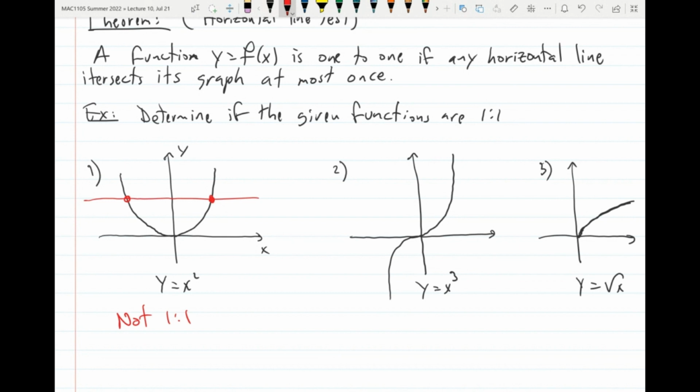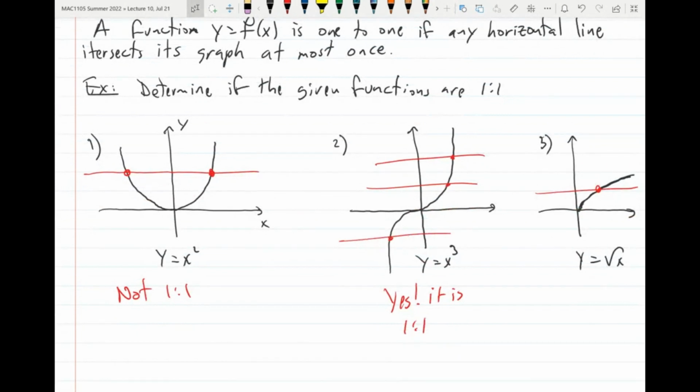Okay, how about number 2? It is 1-to-1, right? No matter what horizontal line I draw, it will only cross the graph at one point. Everybody understand this? Yes. It is 1-to-1. And how about number 3? Same thing, right? No matter what horizontal line I draw, it either crosses it or not at all. Like down here, it's not gonna cross it, okay? So yes, it is 1-to-1. Are you okay with this?